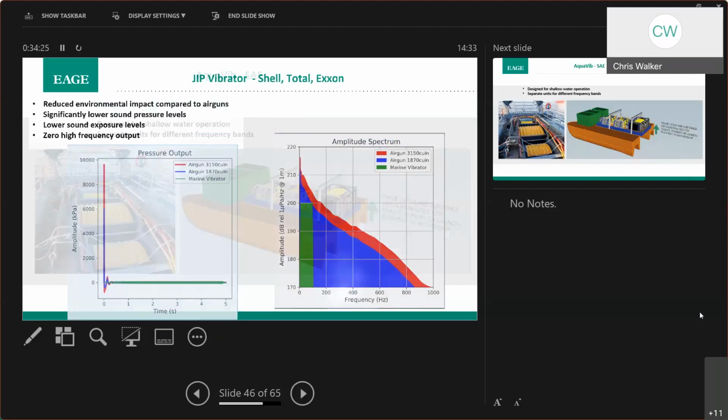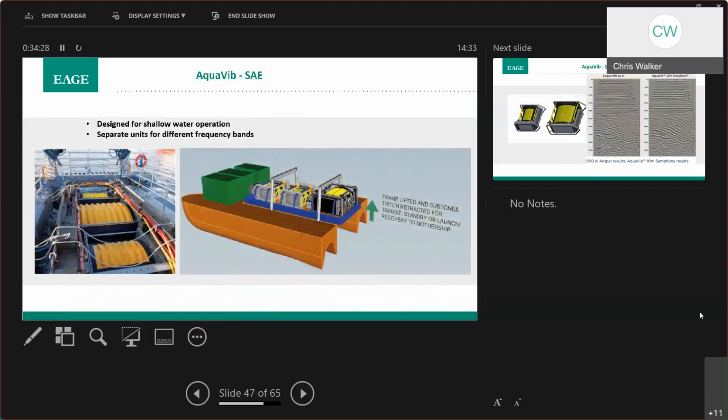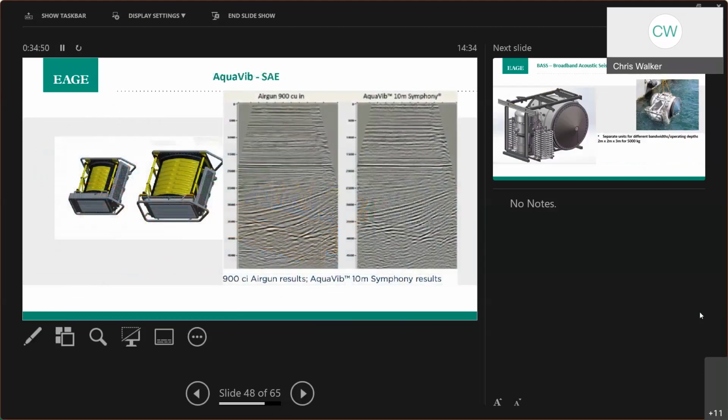Next slide, please. As I say, the AquaVib from SA Exploration is designed for shallow water operation in a catamaran-type vessel, where the units are hoisted up for transit and then lowered into the water for operation. And, as with the PGS system, the separate units operate at different frequency bands, and the system has been used. Next slide, please. In production, this is data taken from the Gulf of Mexico, but it's also been used in environmentally sensitive areas in Southeast Asia more recently.